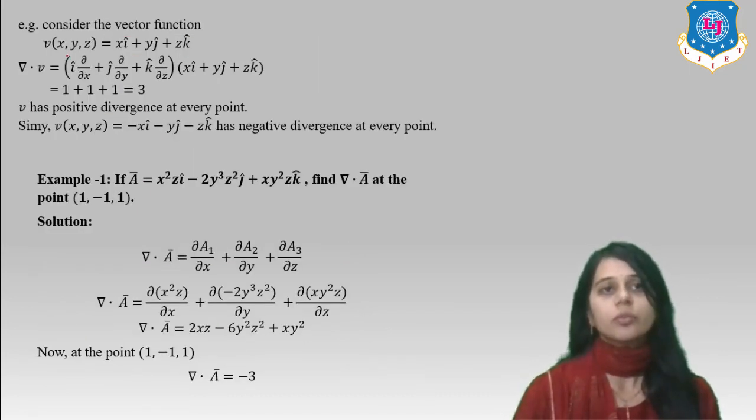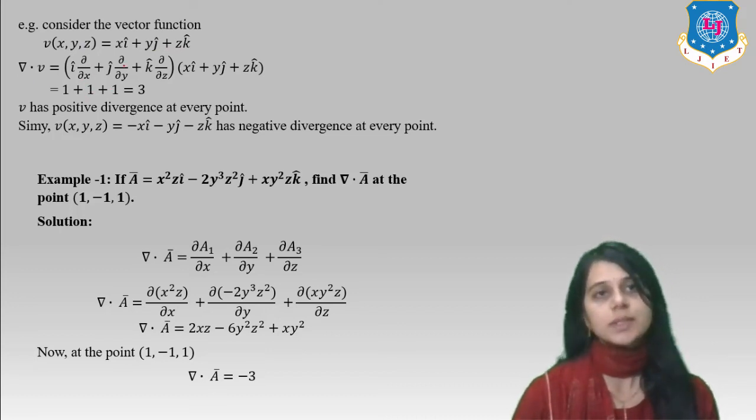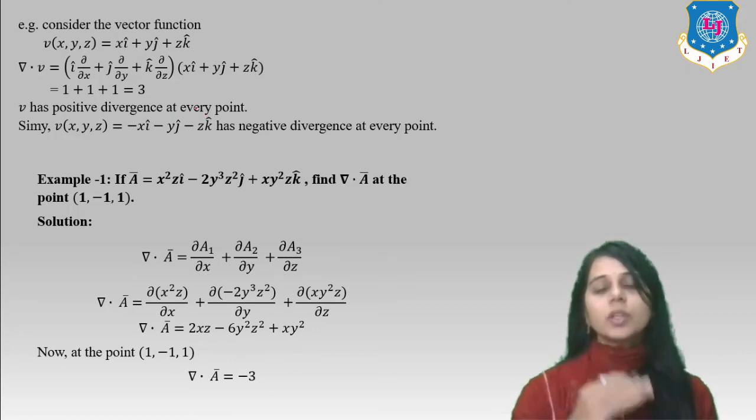Consider the vector function v(x,y,z) equal to x i caret plus y j caret plus z k caret. If we find nabla dot v, it is i del by del x plus j del by del y plus k del by del z dotted with x i plus y j plus z k caret. If we multiply this, we get 1 plus 1 plus 1 equal to 3, so v has a positive divergence at every point. That means there is a positive divergence point. And similarly for minus x i, minus y j and minus z k caret, we say that it is negatively divergent at every point.